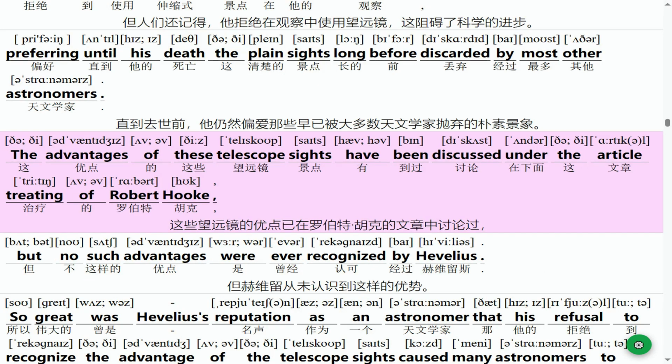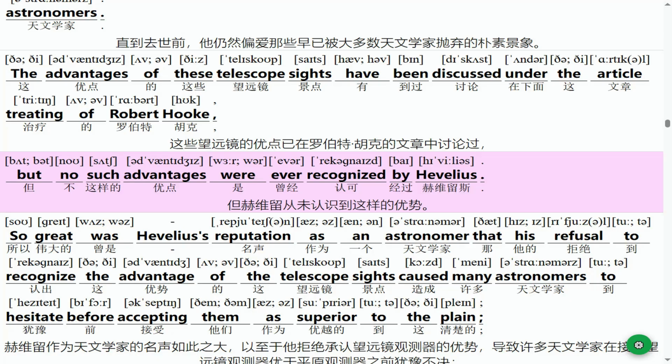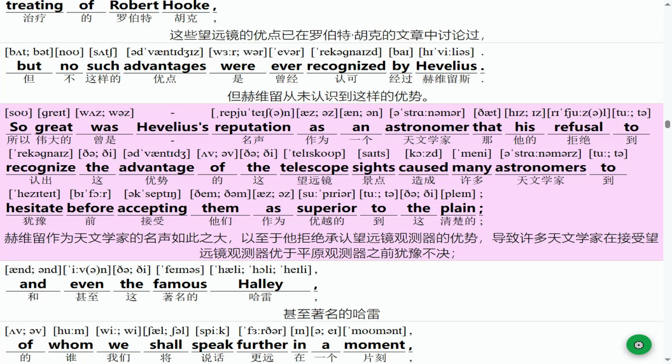The advantages of these telescope sights have been discussed under the article treating of Robert Hooke, but no such advantages were ever recognized by Hevelius. So great was Hevelius's reputation as an astronomer that his refusal to recognize the advantage of the telescope sights caused many astronomers to hesitate before accepting them as superior to the plain.